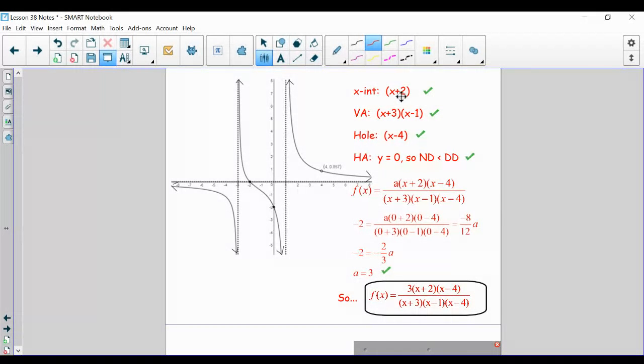All right, so let's make sure we got everything. Our x-intercept is there. Vertical asymptotes are both there. Holes written twice. Y-intercept, by plugging in 0 for that, I would get -2 for my y-intercept. So that 3 right there is good. So that is how you would write equations given the graph. So that's lesson 38. Let me know if you have any questions.